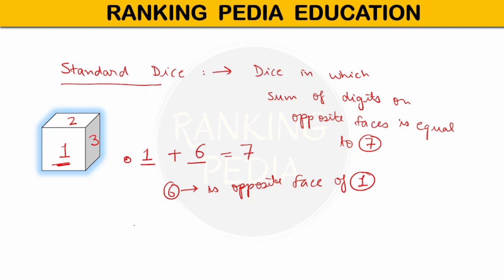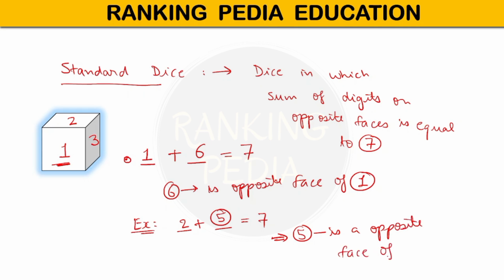Now let's take another example. Suppose you have to find the opposite face of number 2. Which number will come that makes a sum equal to 7? That number will be 5. So 5 is the opposite face of 2. So this was all about standard dice.